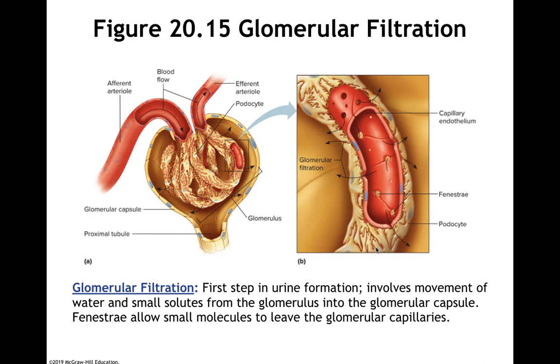So here we see it. The blood goes from the afferent arteriole to that structure, and then we see these podocytes that are part of that glomerular structure, and fluids make their way to this space in the capsule and then down the tube.